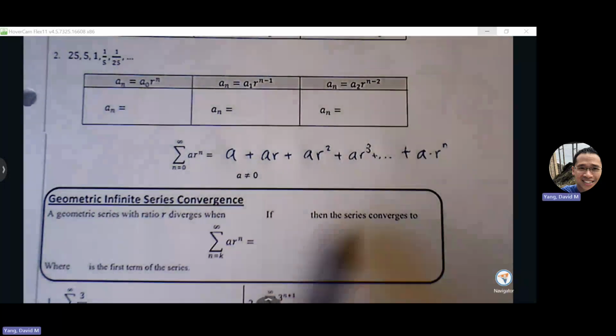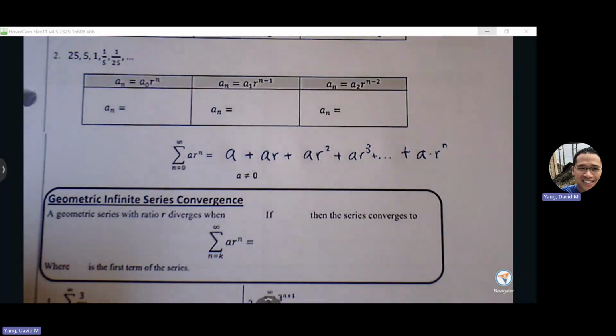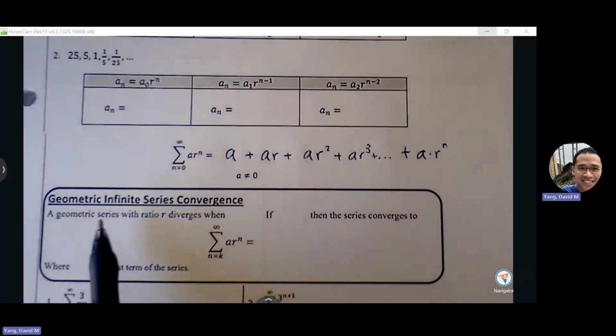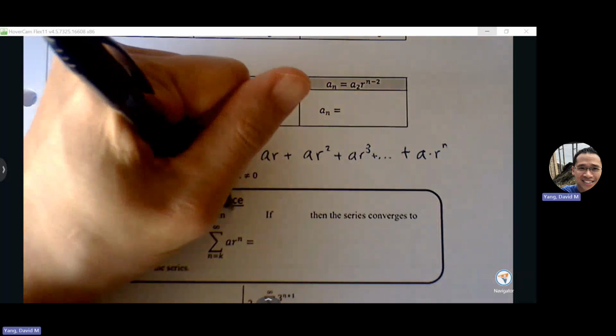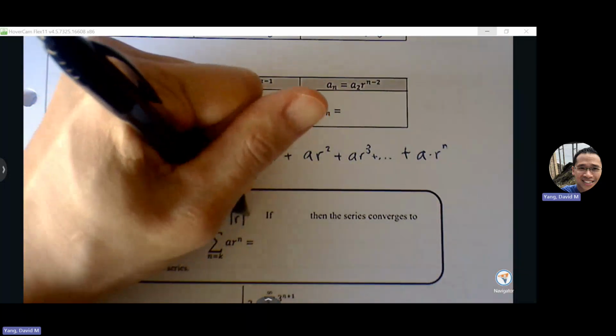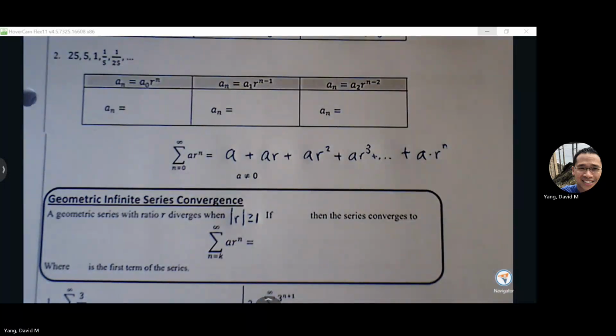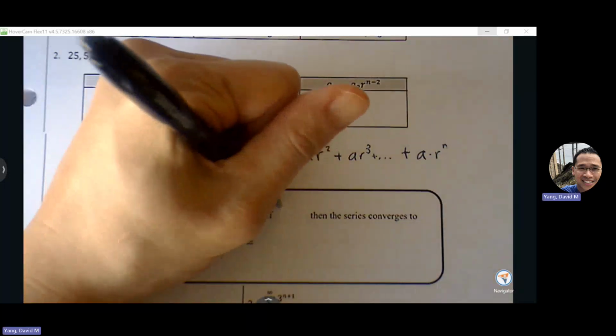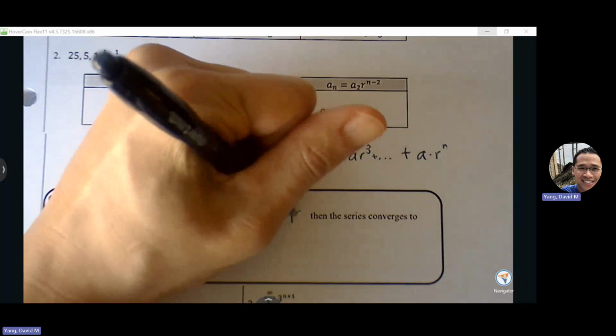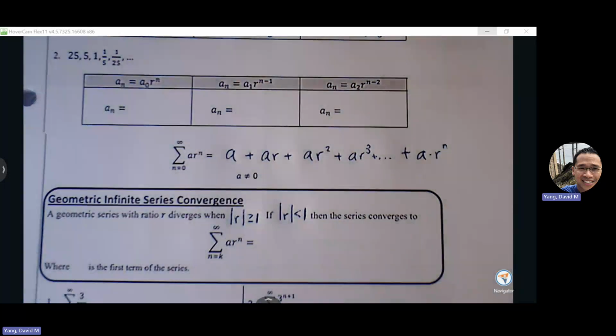Okay, so this is really the convergence test that we're going to be using here. A geometric series with ratio r will diverge if the absolute value of r is greater than or equal to 1. However, it will converge if the absolute value of r is less than 1. So if it's equal to 1, it's not good enough. It will still diverge. That line is at 1. It needs to be less than 1 in order for my series to converge.